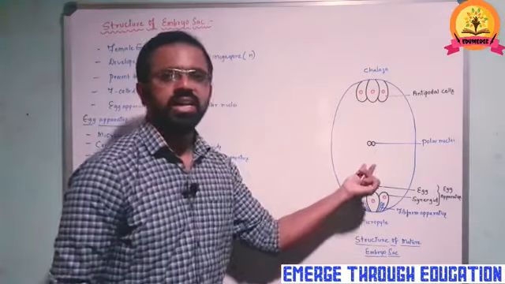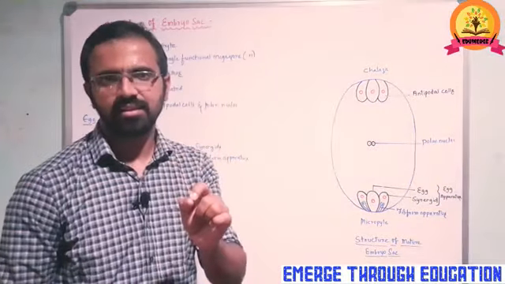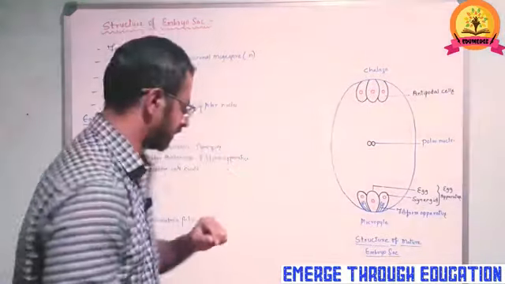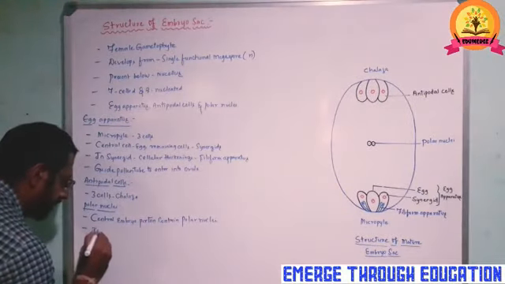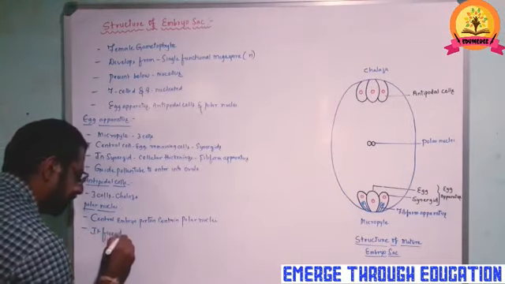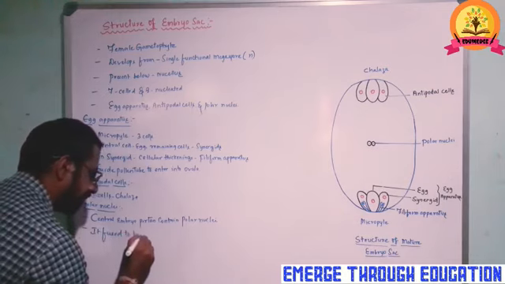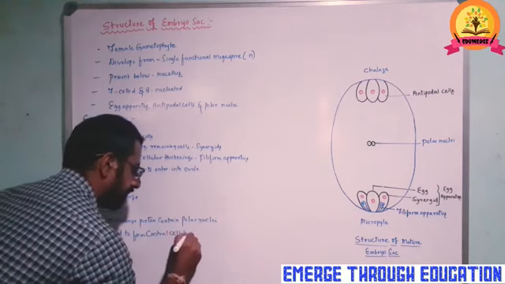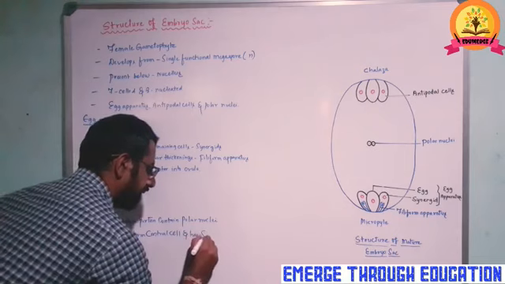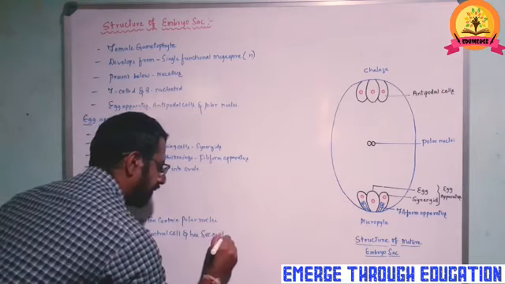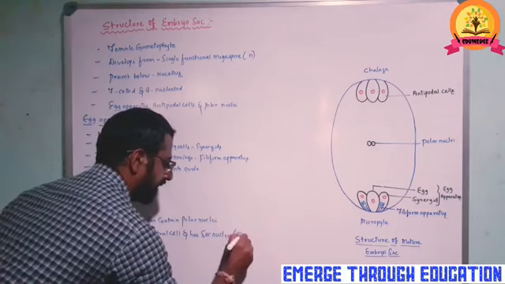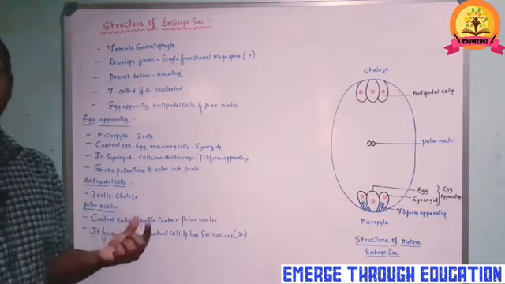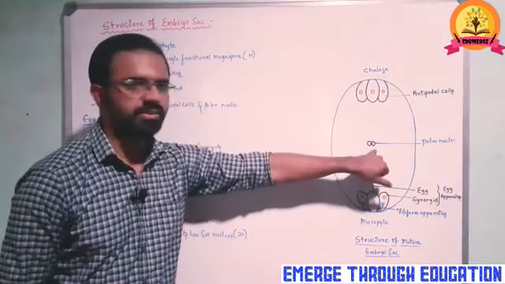These two polar nuclei later fuse to form a central cell, and it has a nucleus called diploid secondary nucleus. Later they fuse to form the central cell, and it has a secondary nucleus, and its ploidy is diploid. Why is it diploid? Polar nuclei are haploid, so n plus n is equal to 2n.